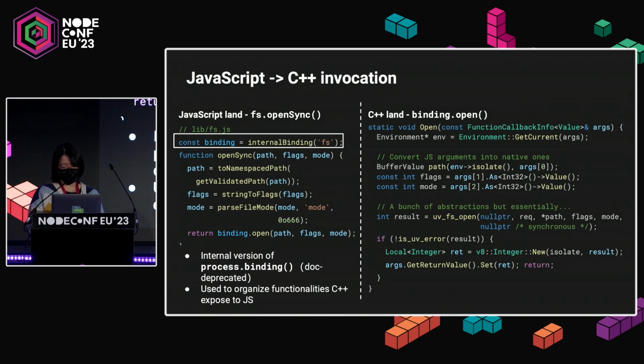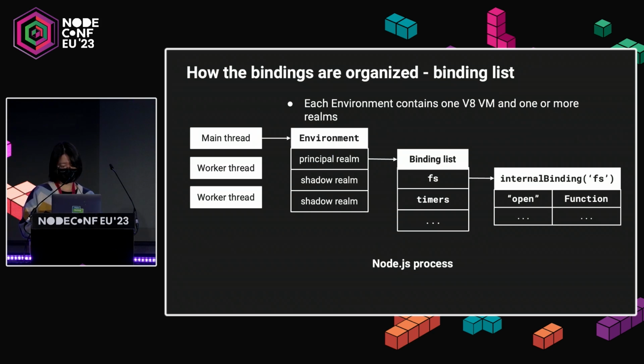This object is used to organize the functionalities that the C++ layer exposes to the JavaScript layer. And this is how they are organized conceptually. So in each Node instance, for example, the one on the main thread, there is one structure called Environment. And in each Environment, there is at least one JavaScript realm. For now, there's usually just the principal realm, but when the TC39 ShadowRealm proposal goes through, there will be multiple realms, one for each ShadowRealm.